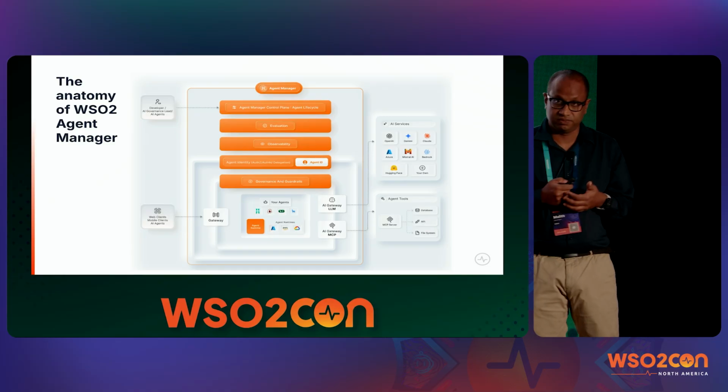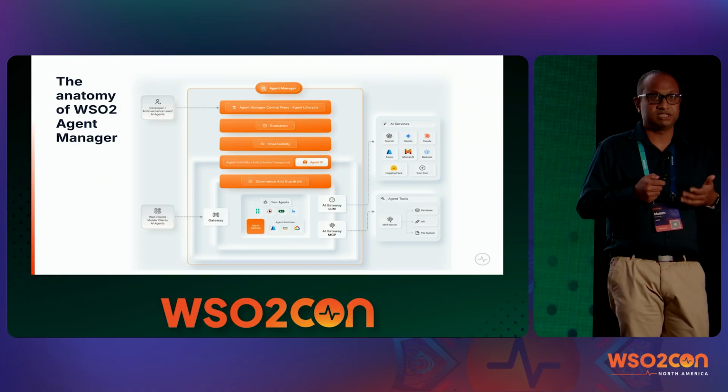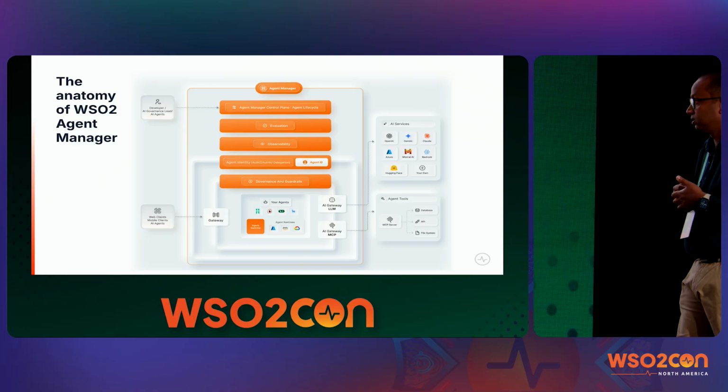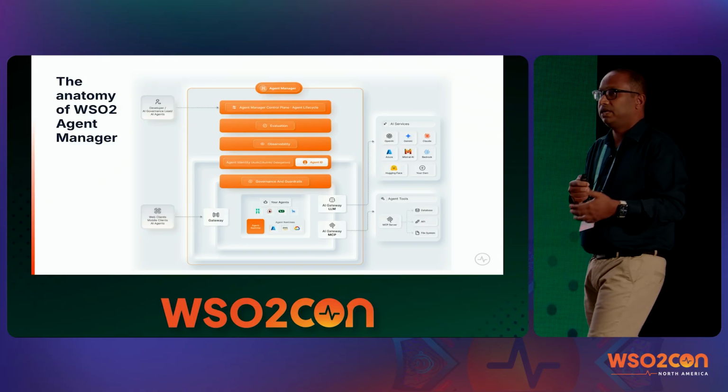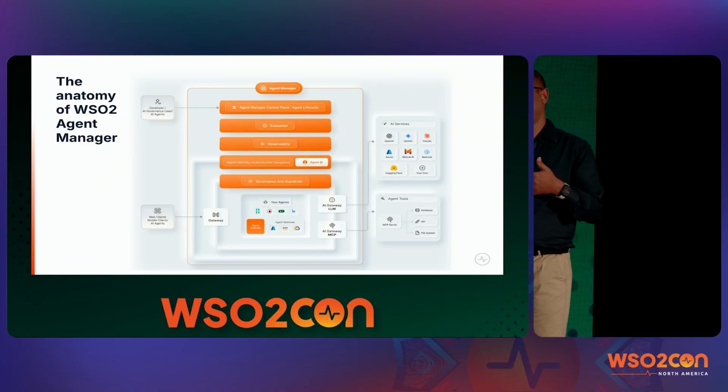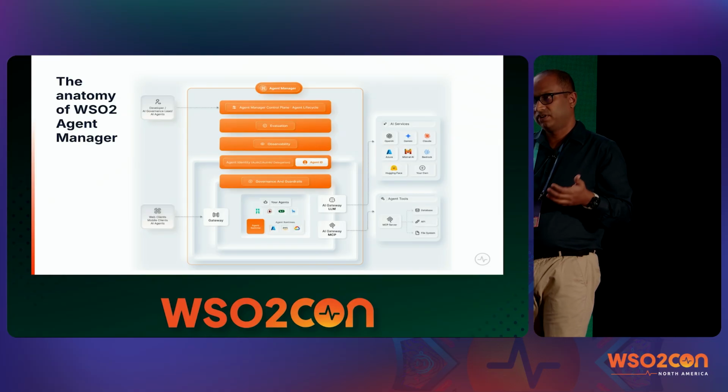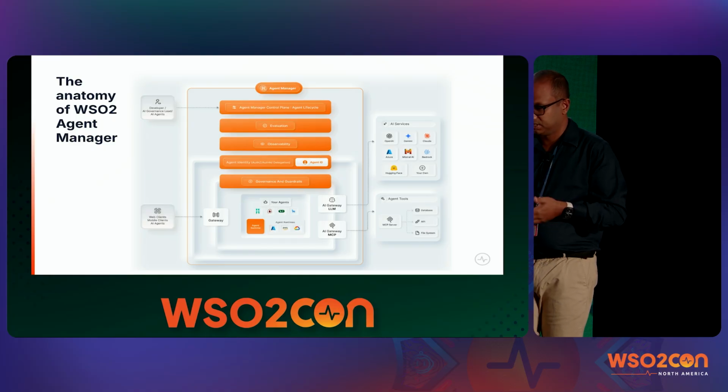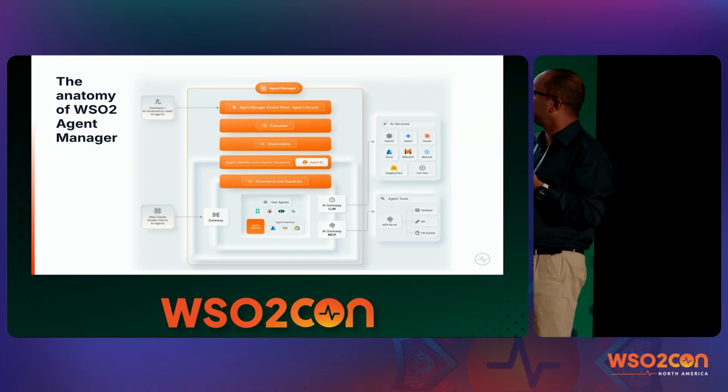So if I start from the top, we have the control plane, right? The control plane is the one that manages the life cycle. So this is the deployments to environments, versioning, CI/CD. The control plane is responsible for handling all of those things.